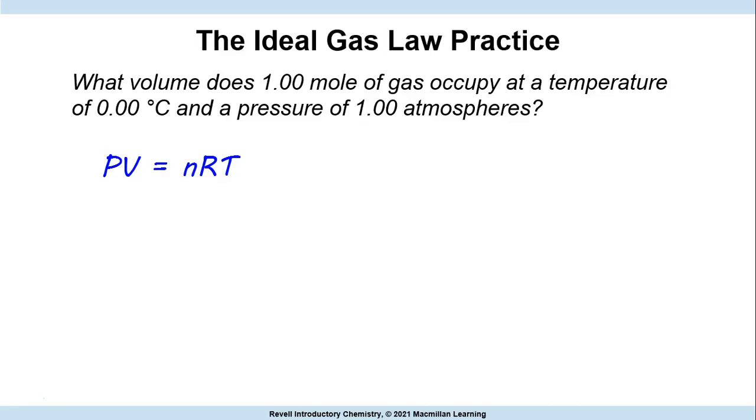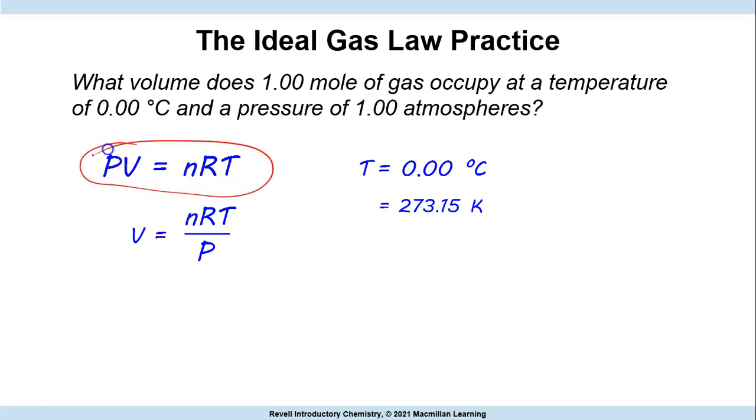So if we are looking for volume, we are going to make V the subject of the formula. So let's collect our data. The temperature is 0.00 degrees Celsius, and we must convert it to Kelvin. That gives us 273.15 Kelvin. Now, the volume is going to be given by nRT over P, using this formula and making V the subject. So V is equal to nRT over P.